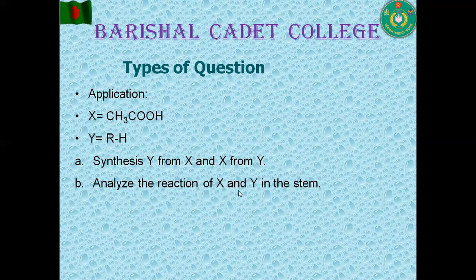Analyze the reactions of X and Y in the stem. X, carboxylic acid, shows several types of reaction. Suppose reduction, formation of ester, and decarboxylation reaction. Alkane reacts with chlorine and reacts with bromine. This type of reaction is shown by the compounds X and Y shown in the stem.